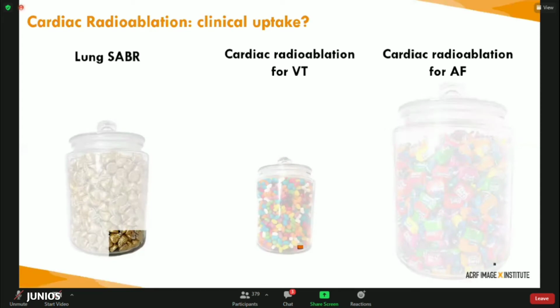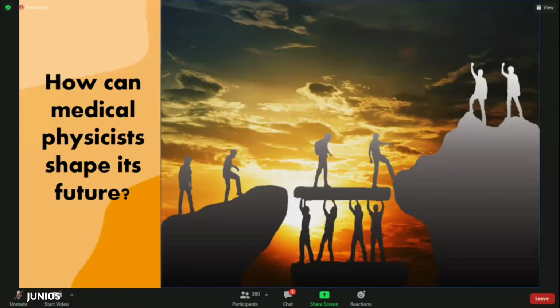But while lung SABR is a suitable treatment option for, say, approximately 10% of lung cancers, cardiac radioablation appears suitable for only a fraction of VT patients and would only be considered for an extremely small amount of AF patients. But nevertheless, cardiac radioablation presents a particularly exciting opportunity for medical physicists. We can use our radiation oncology and imaging expertise to collectively help improve the clinical treatments and clinical outcomes for patients suffering from another debilitating disease.